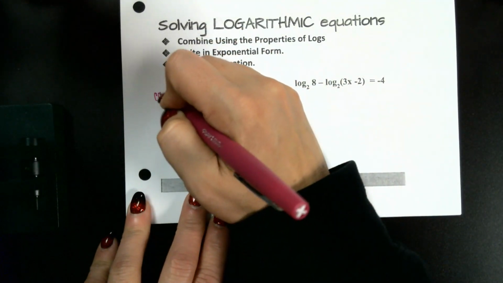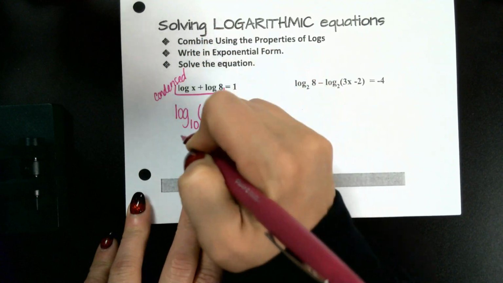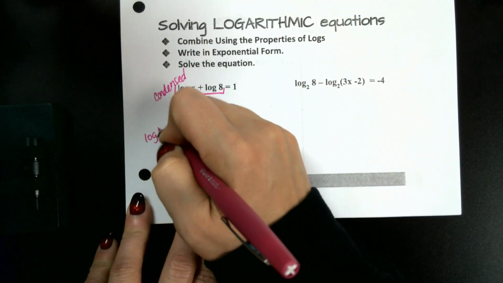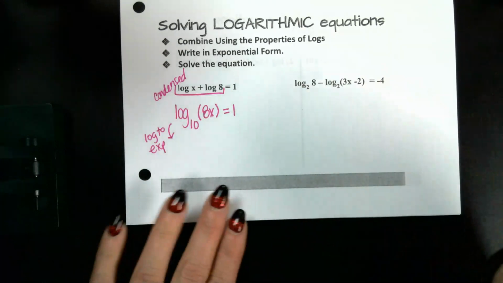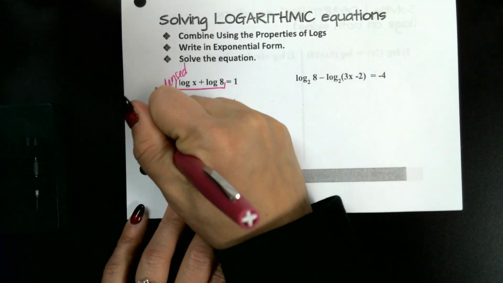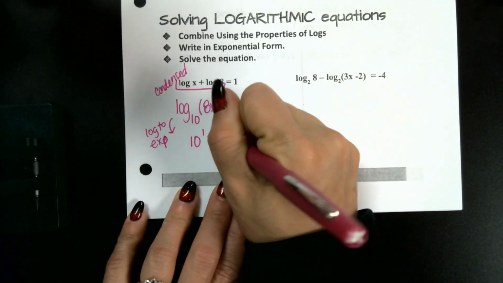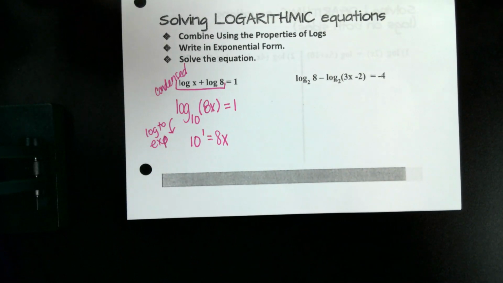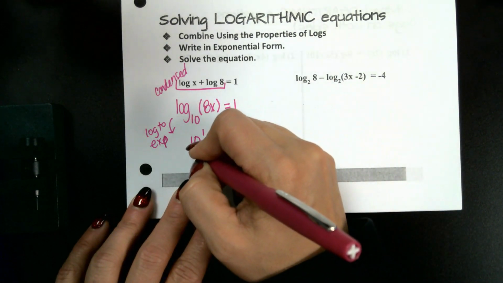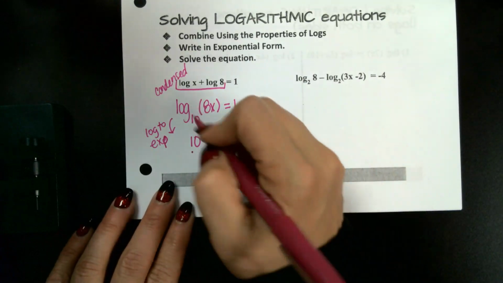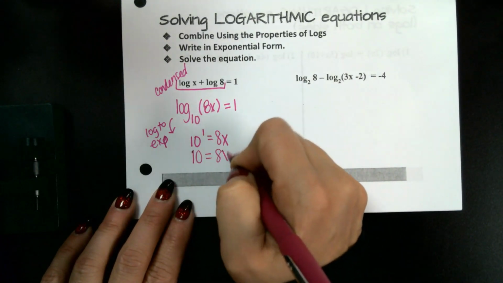So we condensed first, and now we're going to go from log form to exponential form. Okay, so what's our base again? 10 is our base. Exponent, 1 equals 8x. Okay? What's 10 to the first? 10 to the first is 10. And then we'll just divide by 8.